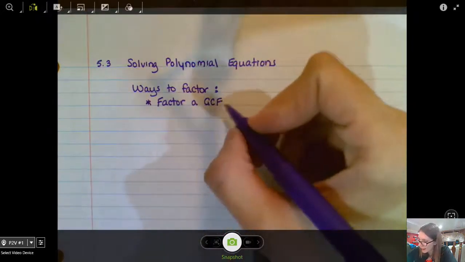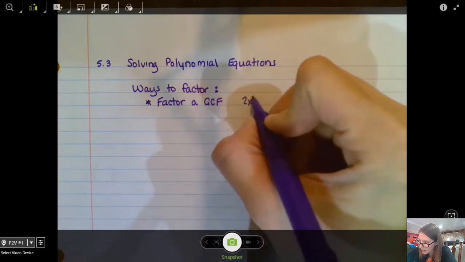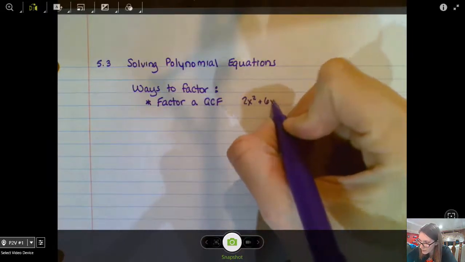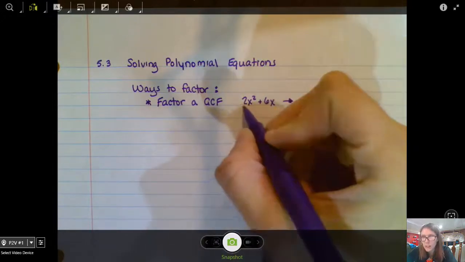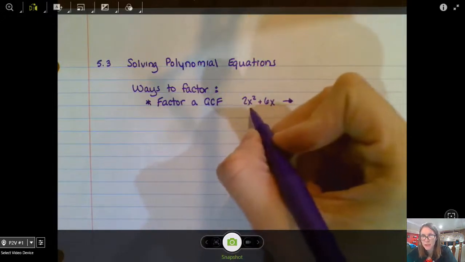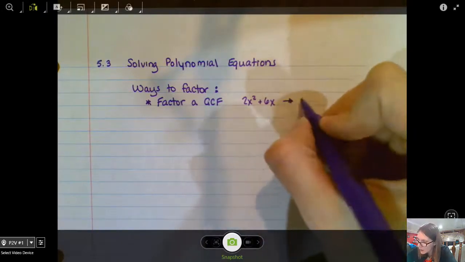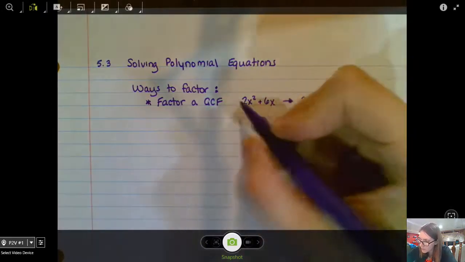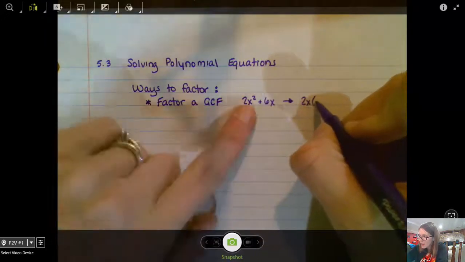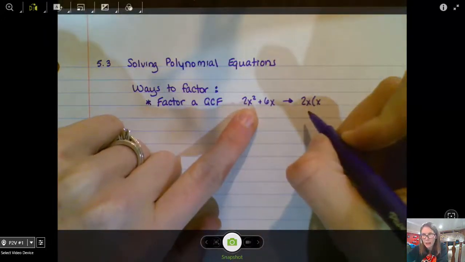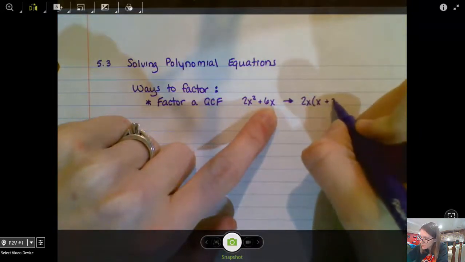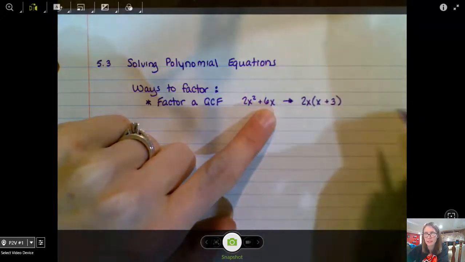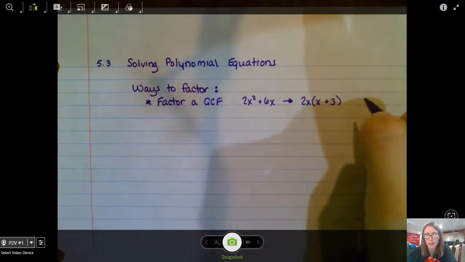And something like that would be 2x squared plus 6x, where 2x squared and 6x both have a 2x in common that you can factor out. And 2x times x is 2x squared. 2x times 3 gives us the 6x here. All right, so that's factoring a greatest common factor.